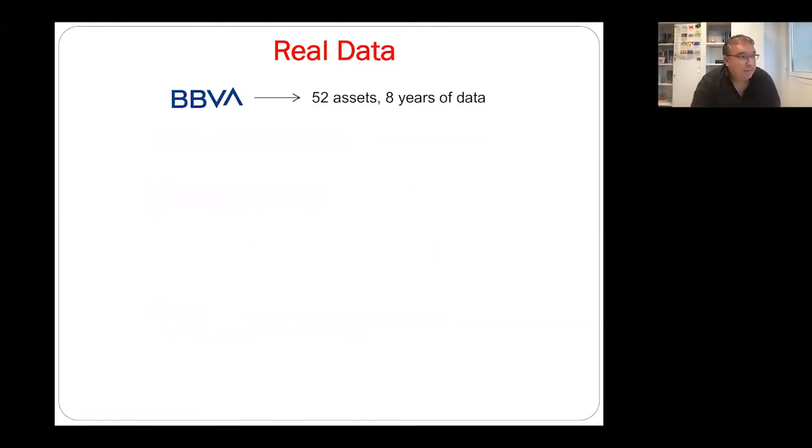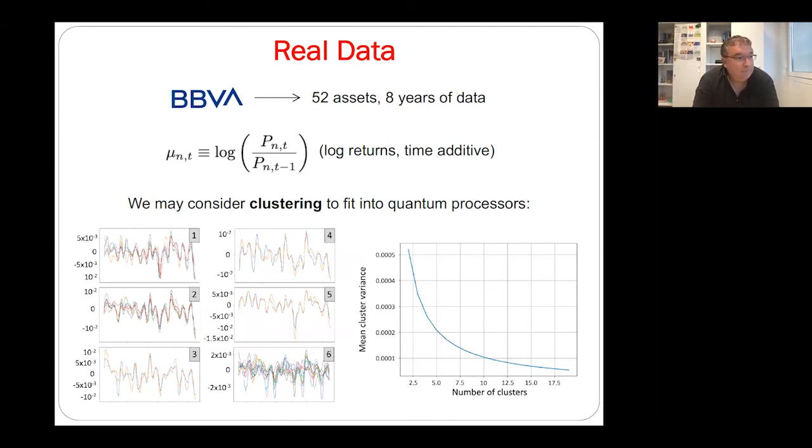All right, here is the data that we used. BBVA provided us with data for the past 8 years for 52 assets. There was a little bit of everything in these assets. From the prices of the assets, we extracted the logarithmic returns. Important that they are logarithmic because then they are time additive. And well, we had to do some pre-processing sometimes of the data.